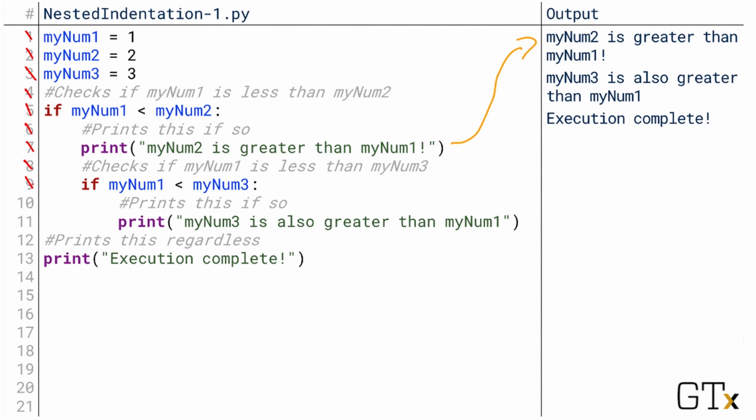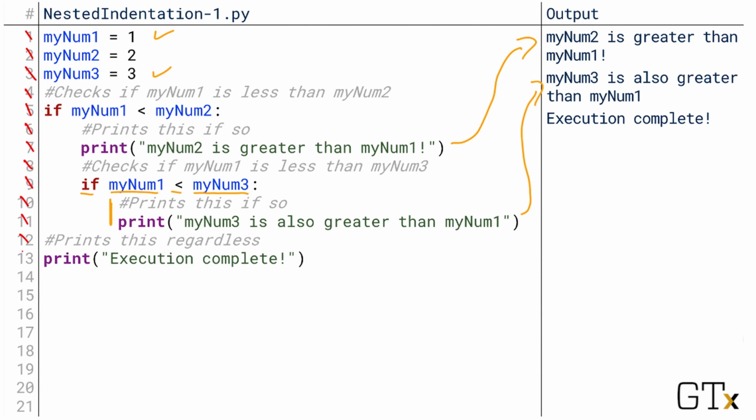Line 9 gives us another control statement. This control structure, if mynum1 is less than mynum3, only runs the indented code if the value of mynum1 is less than the value of mynum3. The value of mynum1 is 1, the value of mynum3 is 3, and so this is again true. And so this also prints. mynum3 is also greater than mynum1.